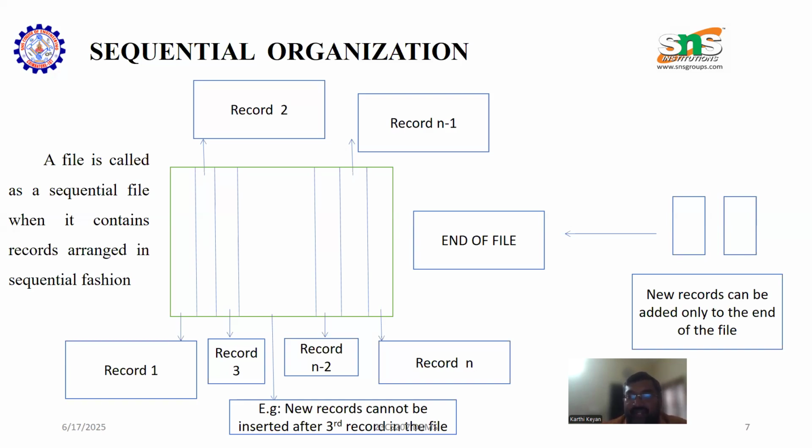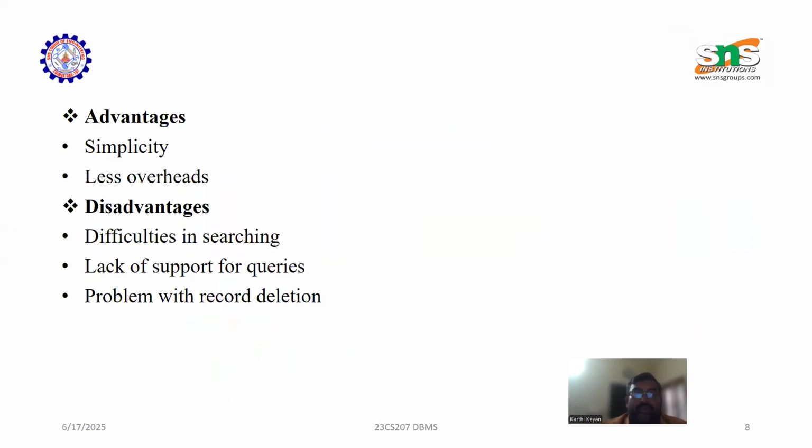Here we have n number of files available. Suppose you have added a new record, it can be added only to the end of the file. Sometimes if you want to enter into the third record or second record, check your availability first, and after that you can enter it. At most, you can store your new records at the end of the file. So these are the advantages and disadvantages. Advantages: simplicity, less overhead. Disadvantages: difficult in searching, lack of support for frequency, and problems with record insertions and deletions.